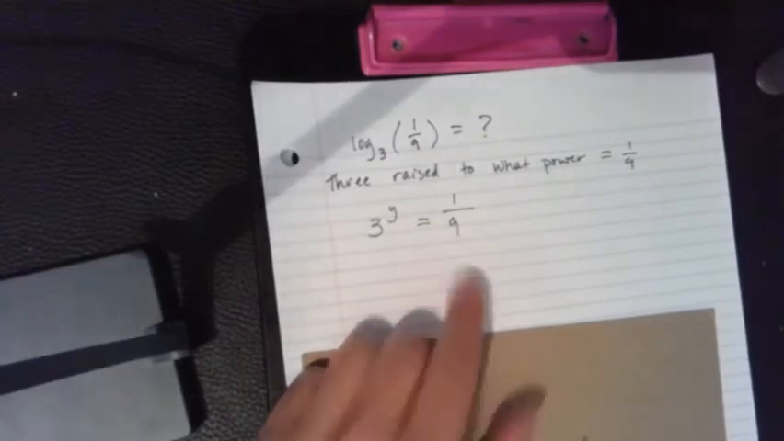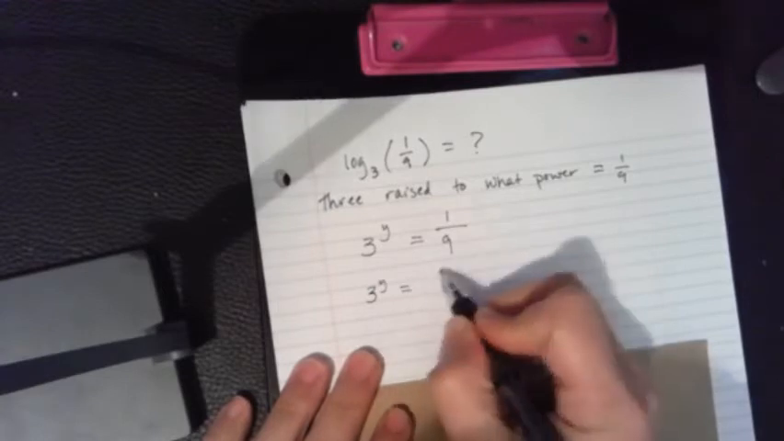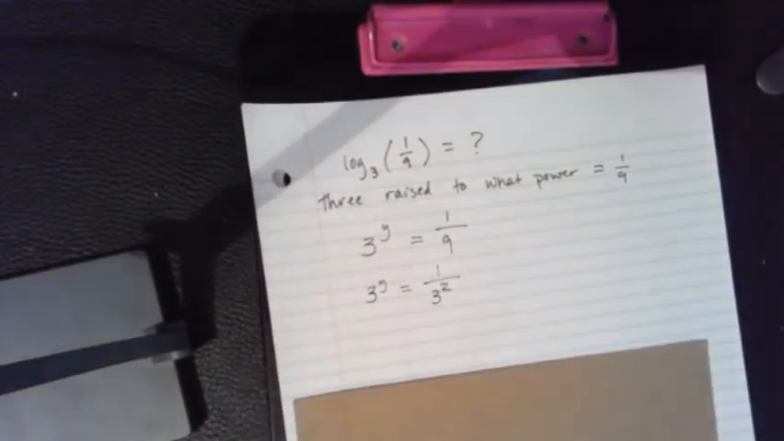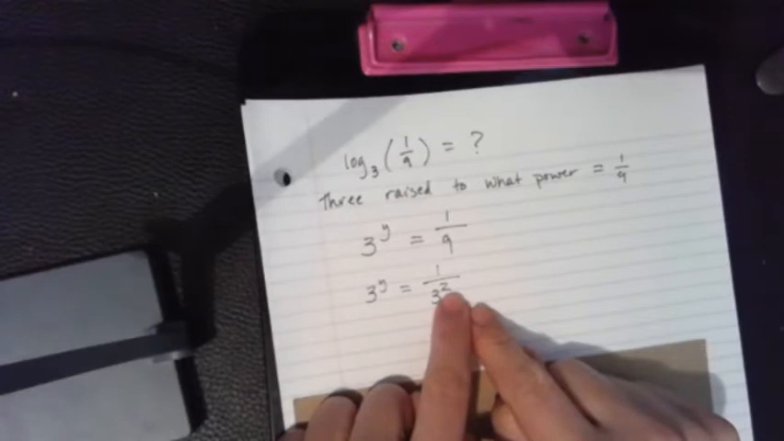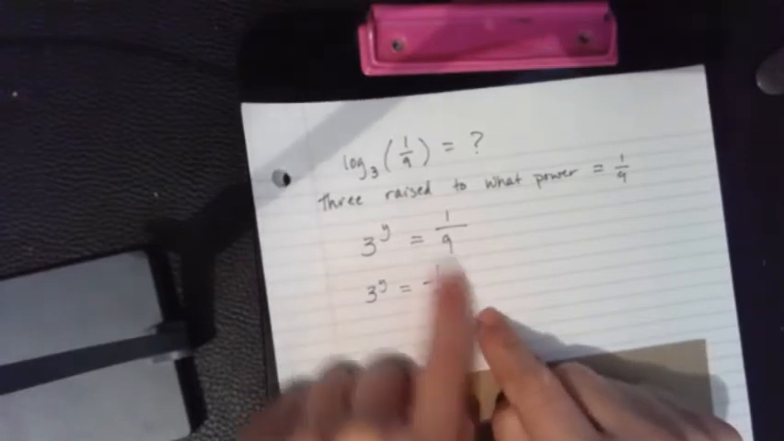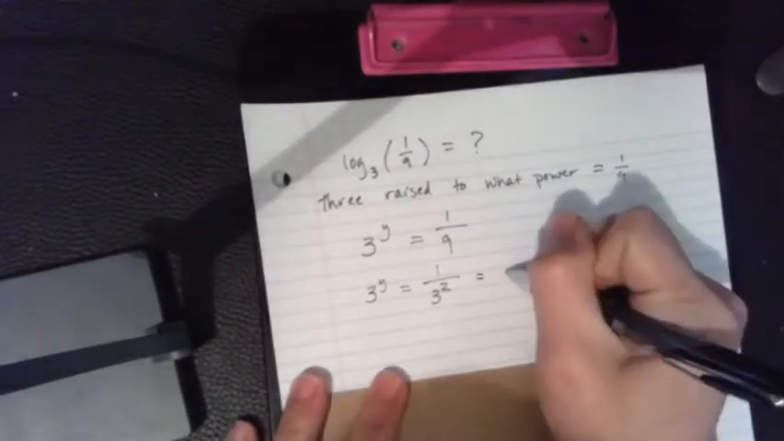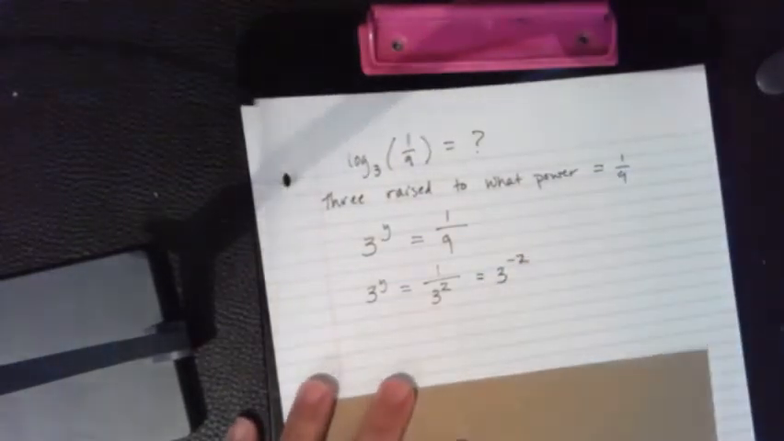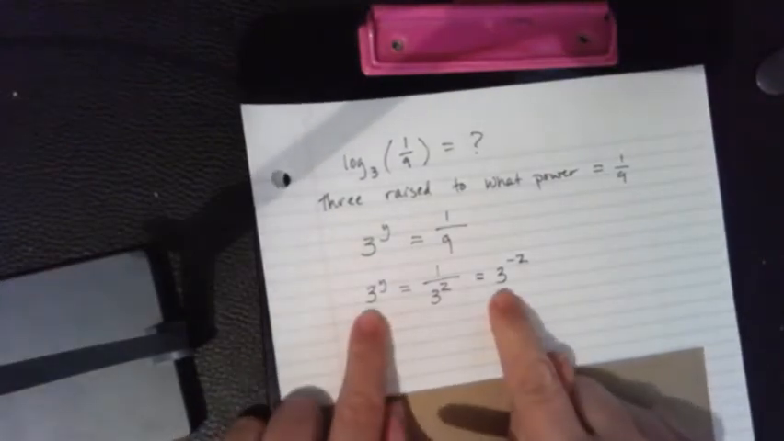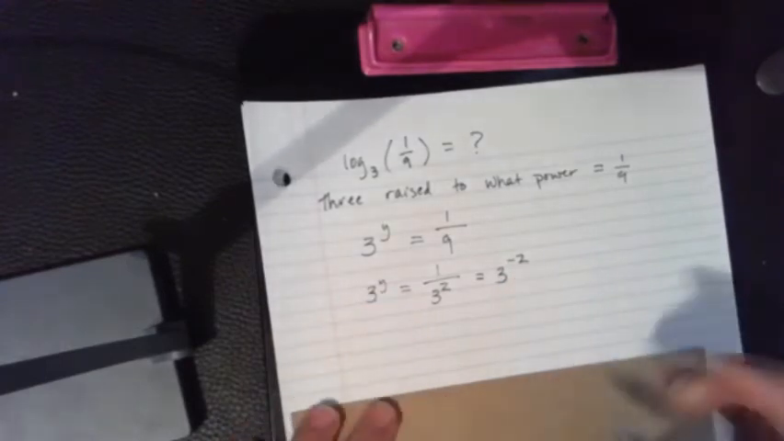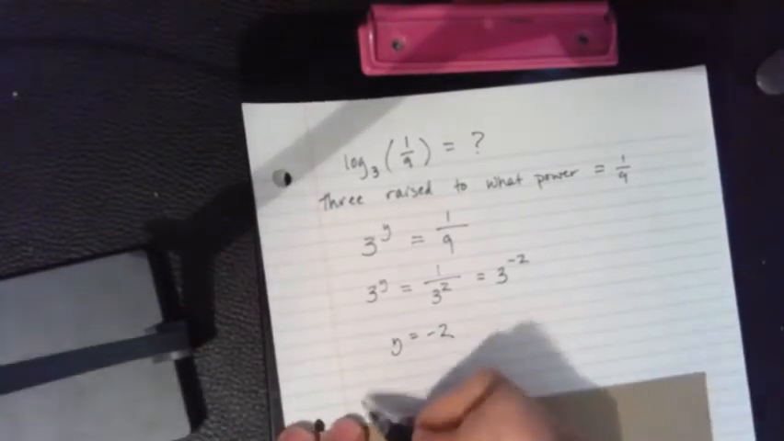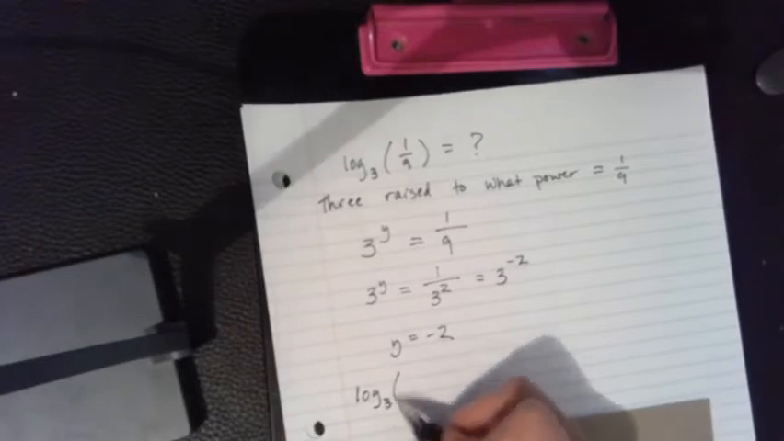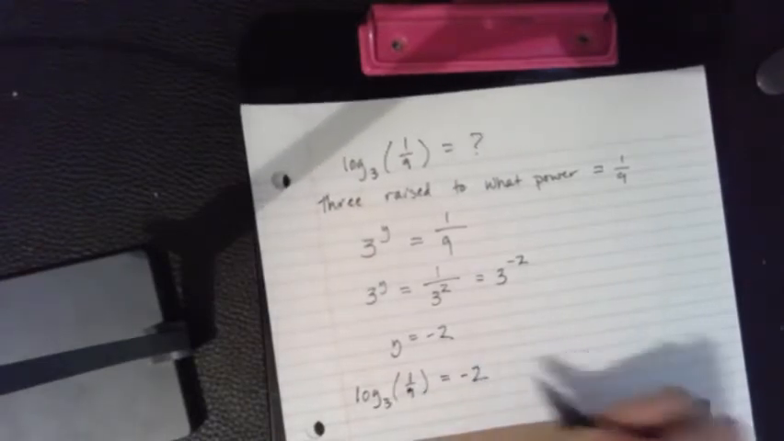Now, on this one, I know that I can rewrite 9 as 3 to a power. So let's say 3 to the y is equal to 1 over 3 squared, because we know 3 squared is 9. And remember, if I change the sign of my exponent, I can rewrite this not being in a fraction. So that is equal to 3 to the negative 2 power. Now that I have the same base, I can just work with the exponents. So y equals negative 2. That means the log base 3 of 1/9 is equal to negative 2.